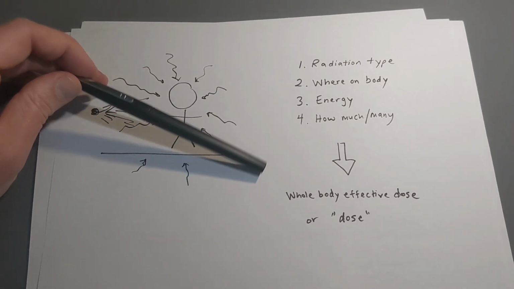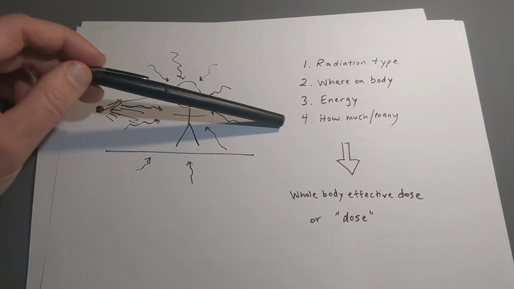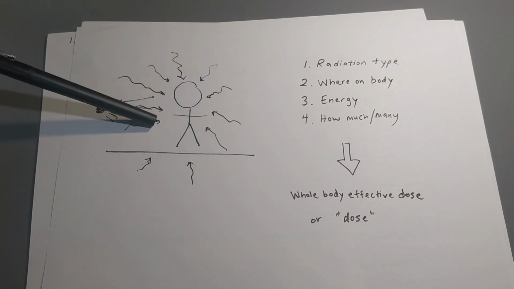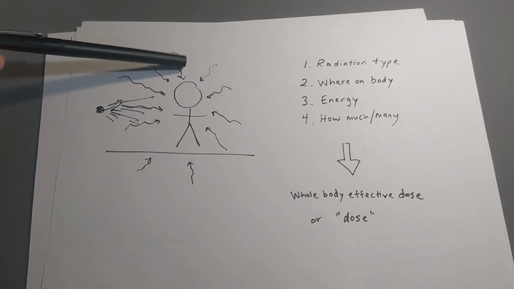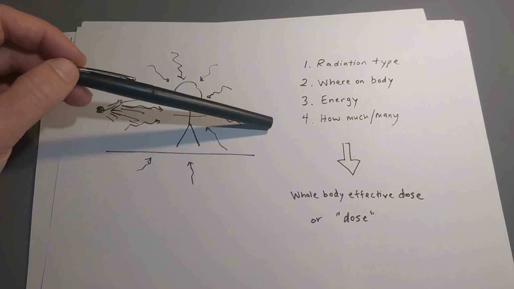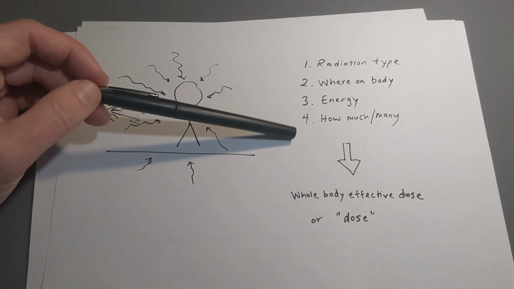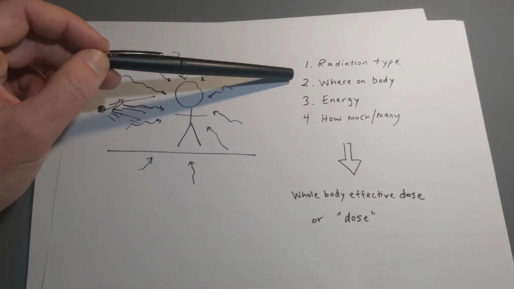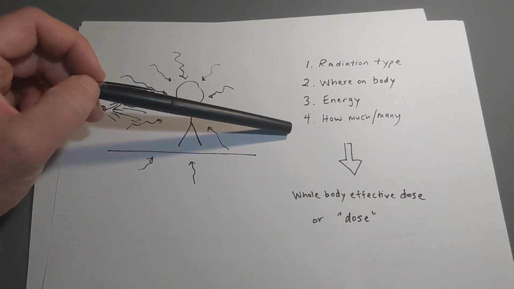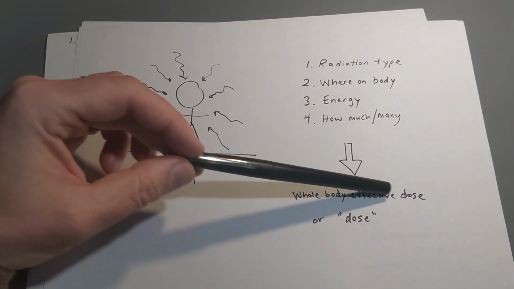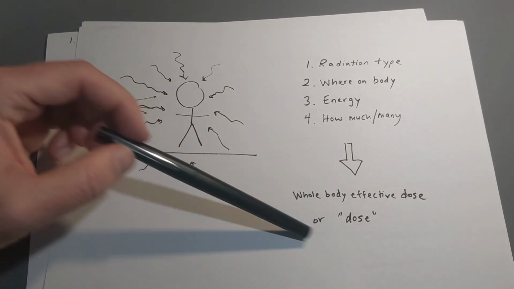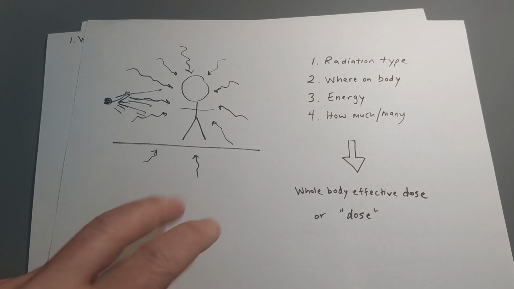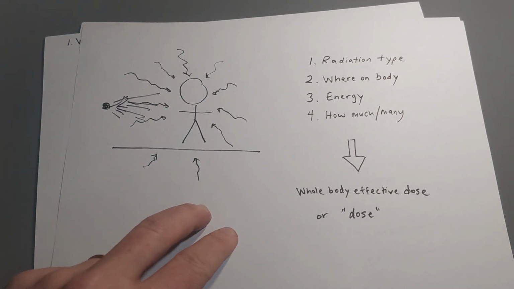And then finally, how much or how many, that's pretty straightforward. Even if it's the same type of radiation, same area of the body, same energy, if there's more of it, you're going to have more of an effect. So the fourth is simply how much. And then you combine all these things very carefully through a lot of complicated steps and considerations, and you get whole body effective dose, or what we'll just call dose. So we're going to continue to try to simplify this story to help a little bit with the understanding and the practical implications.